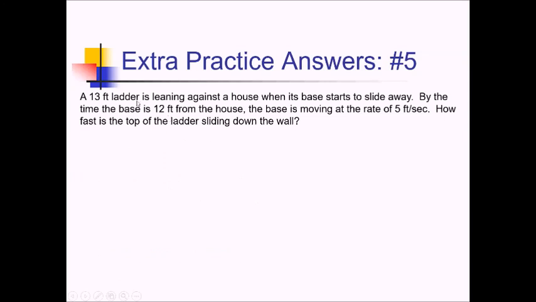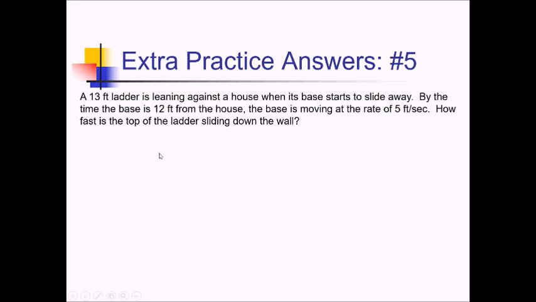On this one, we have a 13-foot ladder leaning against a house when the base starts to slide away. Of course the base is going to start to slide away. These calculus problems are always dangerous. By the time the base is 12 feet from the house, the base is moving at a rate of 5 feet per second. We want to know how fast the top of the ladder is sliding down the wall. And hopefully we don't have to calculate this while the ladder is sliding out from under us.